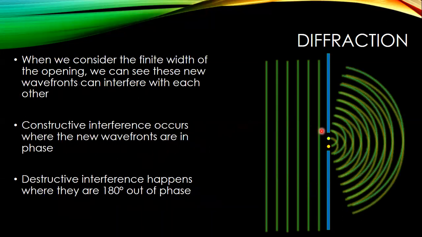Now, if I represent the opening with more than one point, we can see that the light from more than one point can interfere with itself. In this particular case, we see two sets of waves being produced. The blue set of waves is being produced by the upper point. The red set of waves is being produced by the lower point. And sometimes they constructively interfere, sometimes they destructively interfere. It depends on the geometry of the wave.